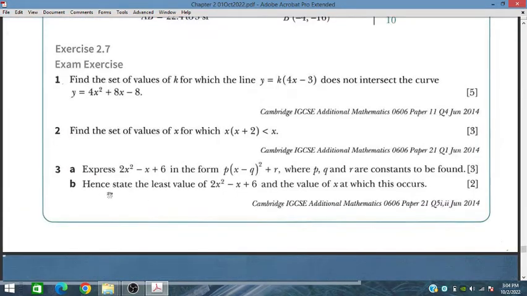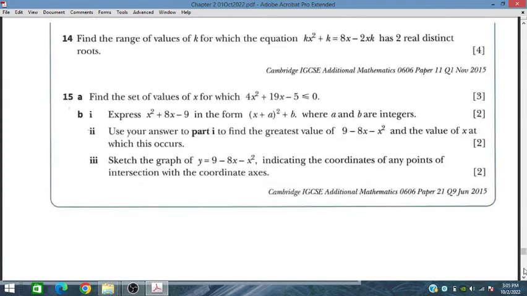And now from 3a we have similar questions. State the least value of this and the value of x at which this occurs. So we have the minimum value of this. Because this is positive, it will have a curve like this. We can find the minimum value in this shape, where q and r would give you the minimum value.